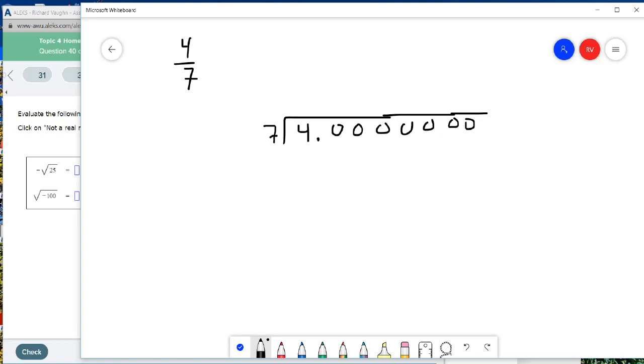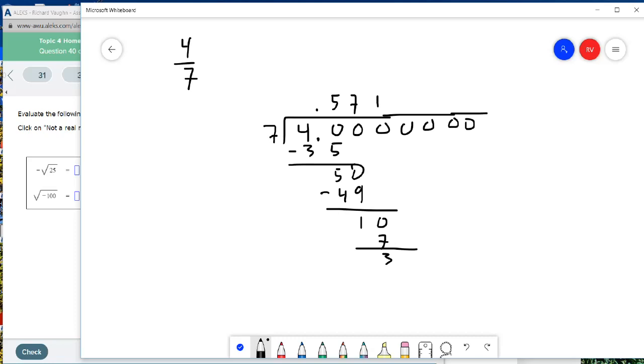Now 7 goes into 40. Okay, let's place that decimal point. 7 goes into 40 5 times. That gives us 35, and I'll subtract. I'm ignoring the decimal point. That gives us a remainder of 5. Bring down the next 0. 7 goes into 50. Well, that's 7 times, because 7 times 7 is 49. Subtract. That leaves a 1 remainder. Bring down the next 0. 7 goes into 10 1 time. That's 7. That leaves a 3 remainder.